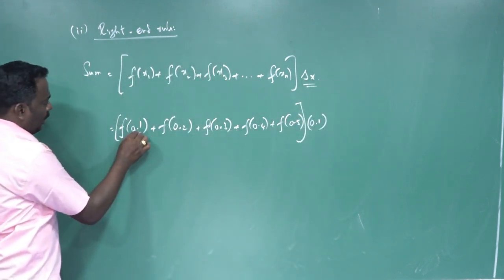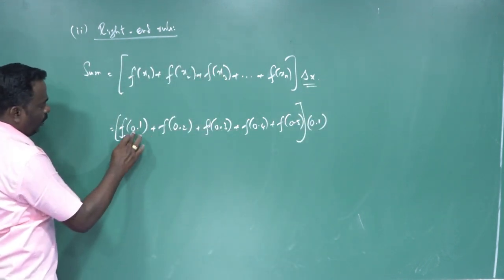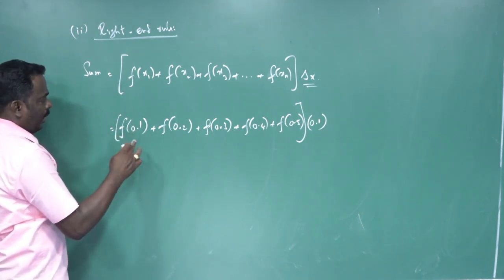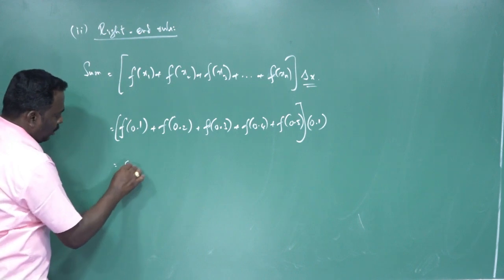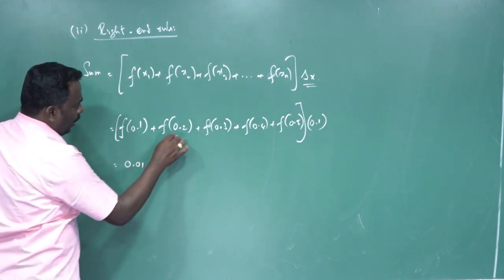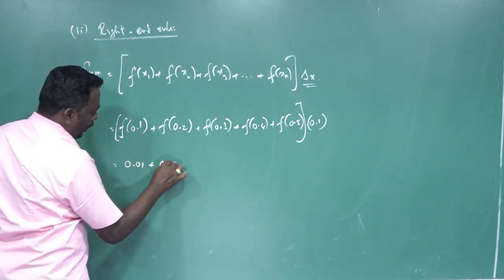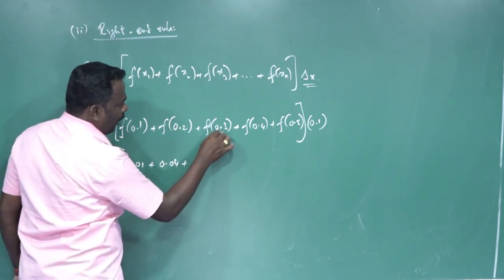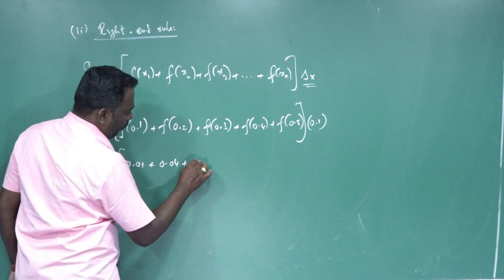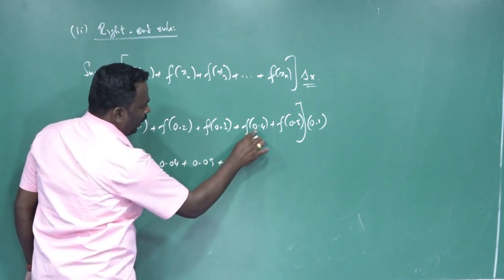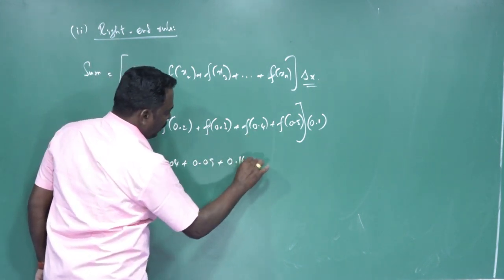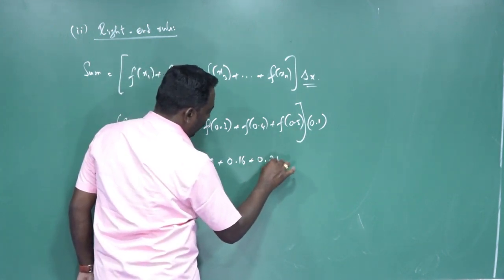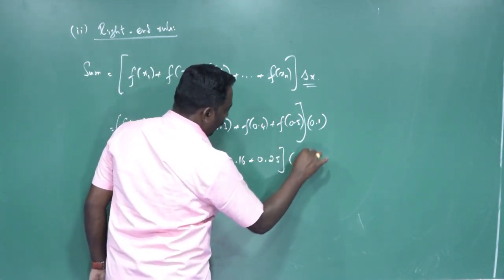Now the function is the square term, f of x equals x square. So squaring 0.1 gives 0.01, and the square of 0.2 equals 0.04, plus the square of 0.3 equals 0.09, the square value 0.16, and squaring of 0.5 gives 0.25, into 0.1.